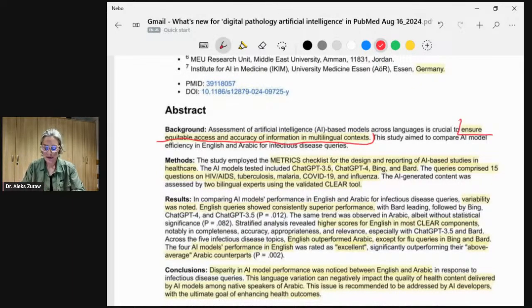That's okay. So the methods: the study employed the METRICS checklist for the design and reporting of AI-based studies in healthcare. And I found exactly what this METRICS checklist was. It's a specific checklist to evaluate AI technologies for healthcare.